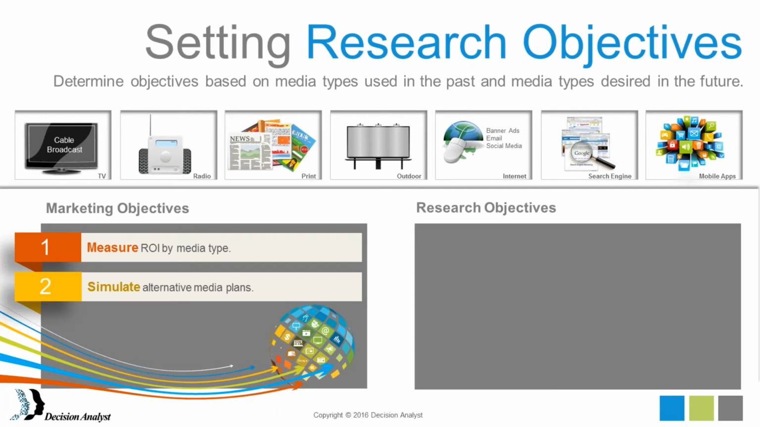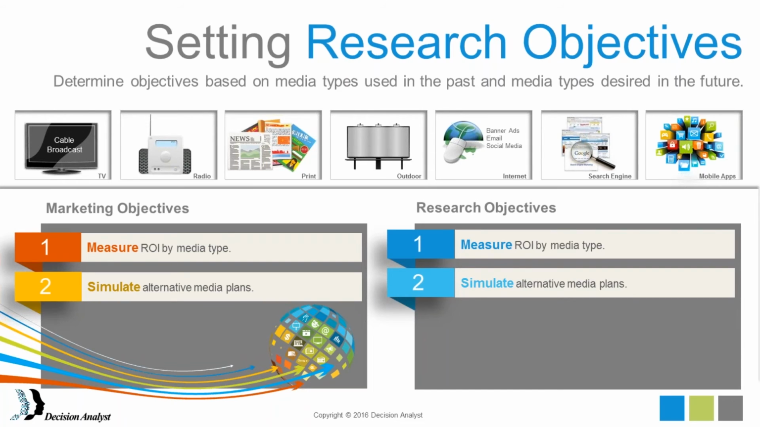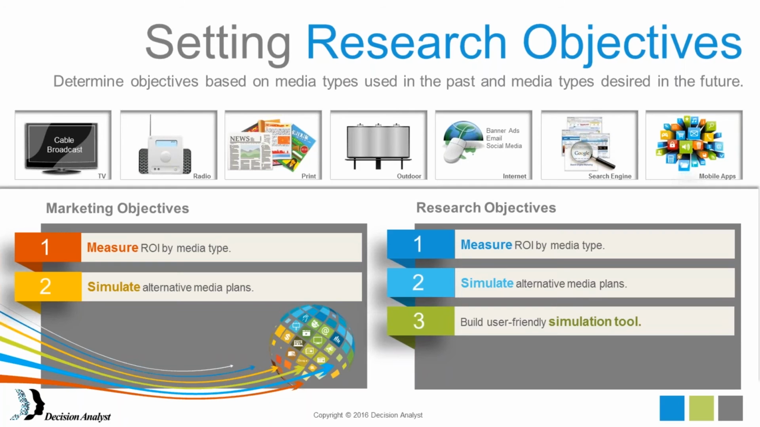These marketing objectives, of course, have their equivalent in terms of research objectives. So we also want to be able, as a research objective, to measure the return on investment by media type and simulate alternative media plans. In addition, a research objective typically is to build a simulation tool, and not just a simulation tool, but a user-friendly simulation tool, one that is built in such a way that it is not difficult to input an alternative media plan, simulate, review the output, and extract the output into other platforms.